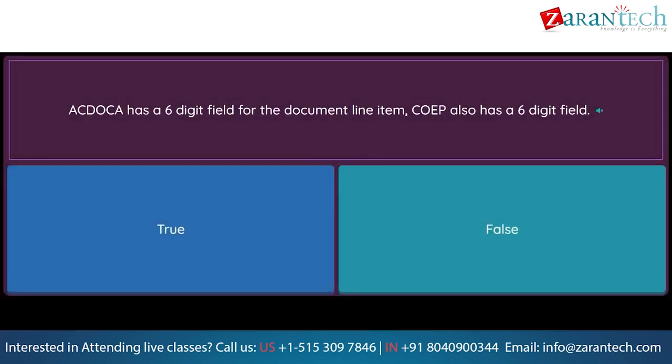Question: ECDOCA has a 6-digit field for the document line item, COEP also has a 6-digit field. Option 1: True. Option 2: False.